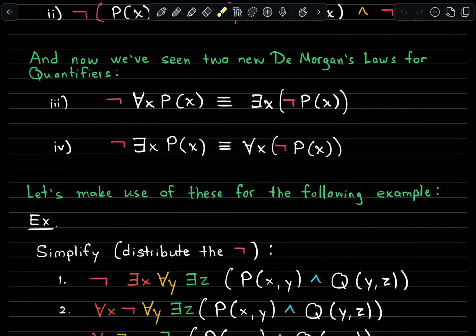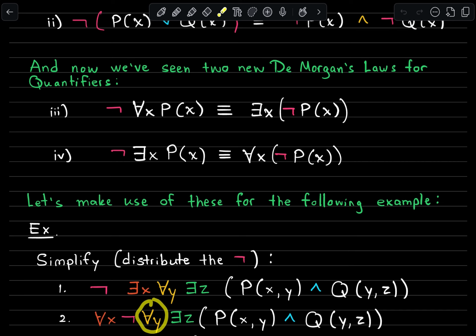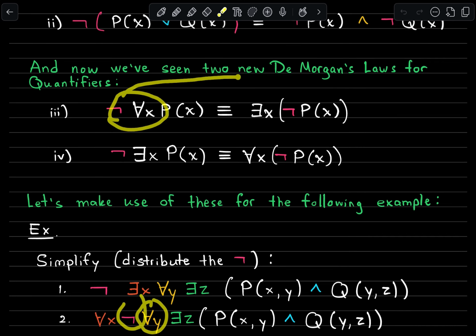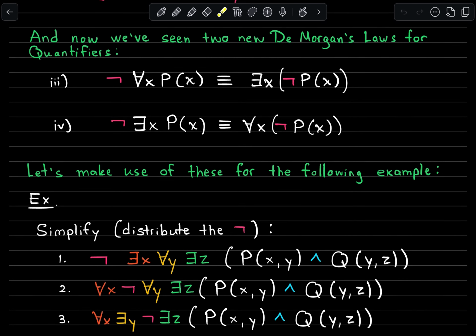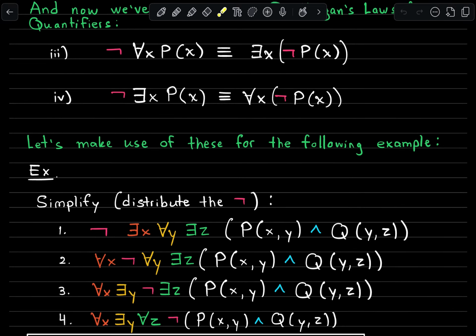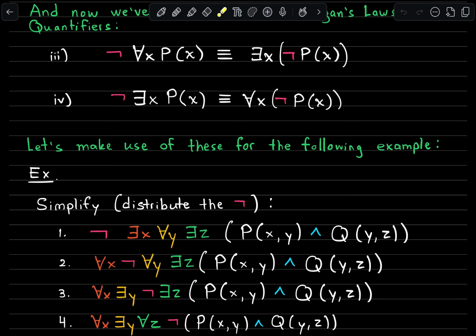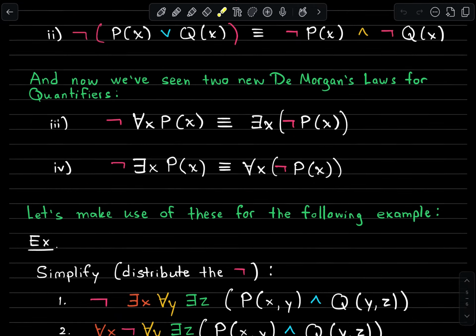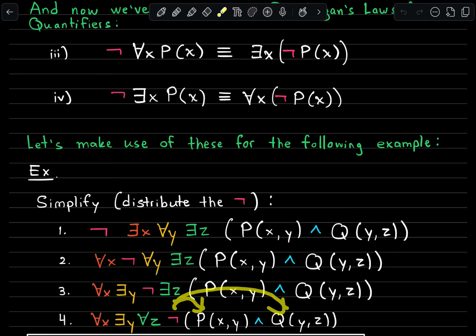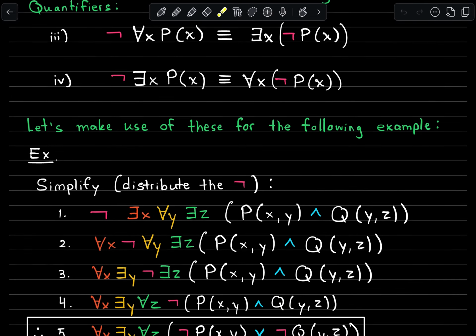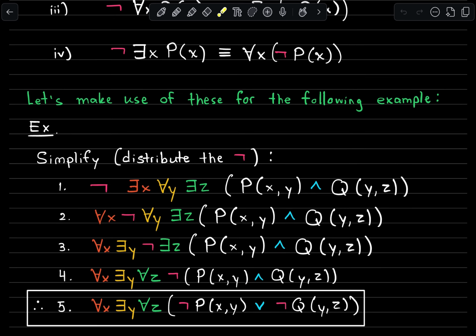Same deal for the next one. Now, we've got a universal. We're going to push that through. That should become an existential quantifier now. And for the last one, negation of an existential is again going to become universal, and then that negation is going to be now in front of our propositional functions. Okay, and now from here, we're just using our old school De Morgan's law, number 1, negation of a conjunction. We're going to distribute this to both parts of the conjunction, and that conjunction is going to become a disjunction.